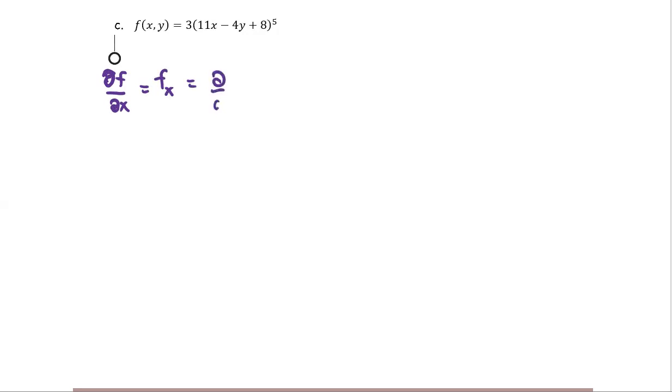The derivative with respect to x of the number 3 multiplied by the quantity 11x minus 4y plus 8 to the fifth power. So this one has the constant multiple, or the coefficient, and also the quantity to the power 5. So this is called composite form, if you recall.